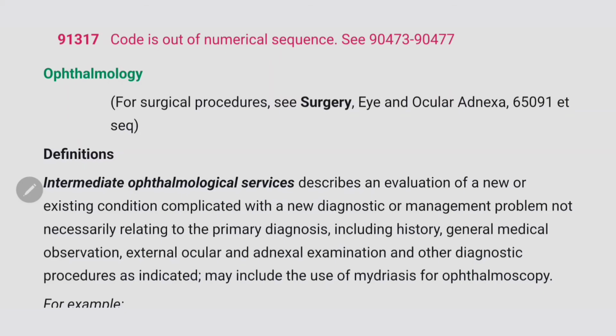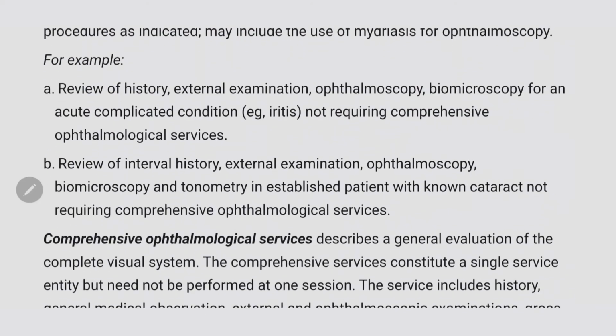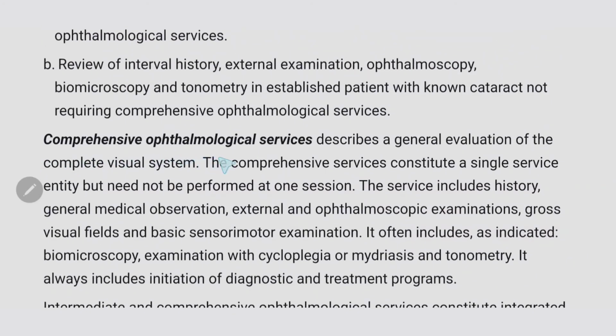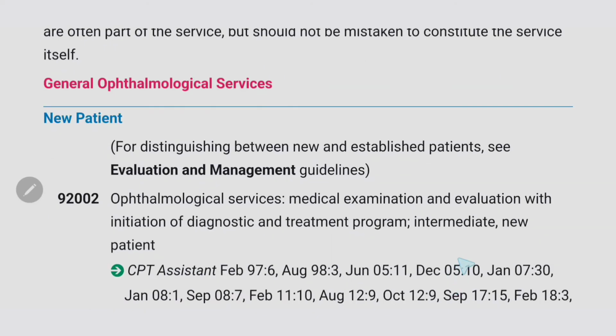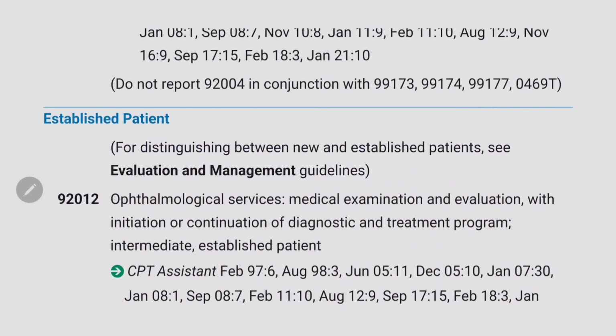Now let us study ophthalmology services in medicine section. So here they have mentioned the definitions, that is for intermediate ophthalmological services. Then the definition for comprehensive ophthalmologic services and definition for special ophthalmologic services. So go through the definitions once. We have the codes for general ophthalmological services, that is for new patient and established patient.